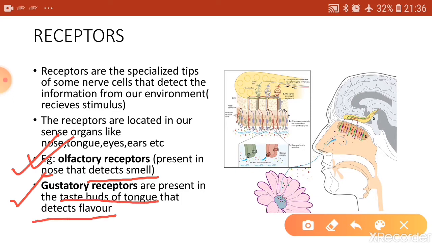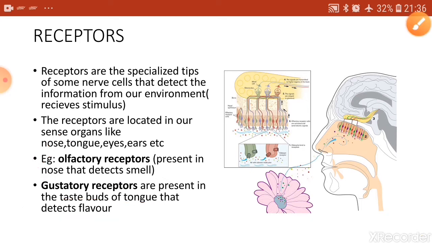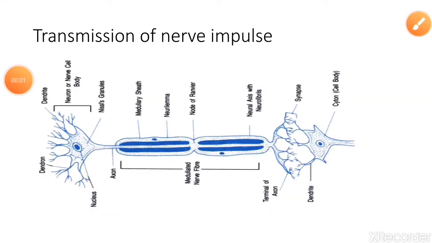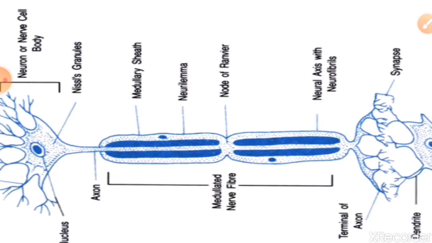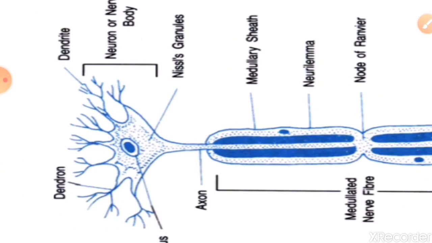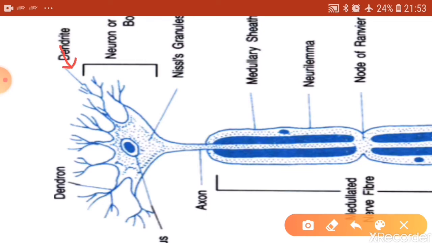Okay, so that's about the receptors, which are the specialized tips of the nerve cells that are present in our sense organs, and their role is to detect the information, that is, they are the ones which receive the stimulus and then convert the stimulus into an electric impulse, which is then passed to the sensory neuron. So now let us study how the nerve impulses are generated and then transmitted from one neuron to another neuron. Now, as I have just told you, the information is first received by the dendrite tips.